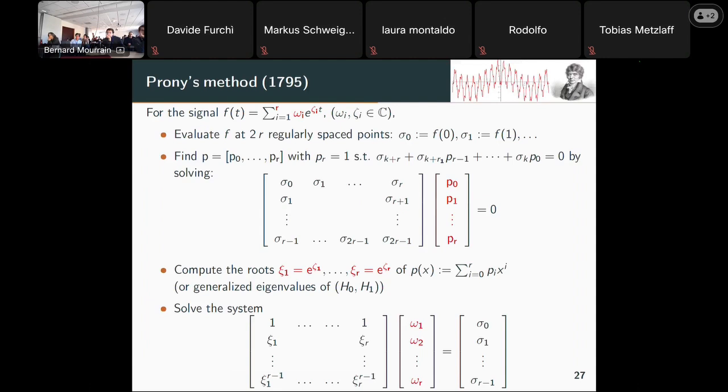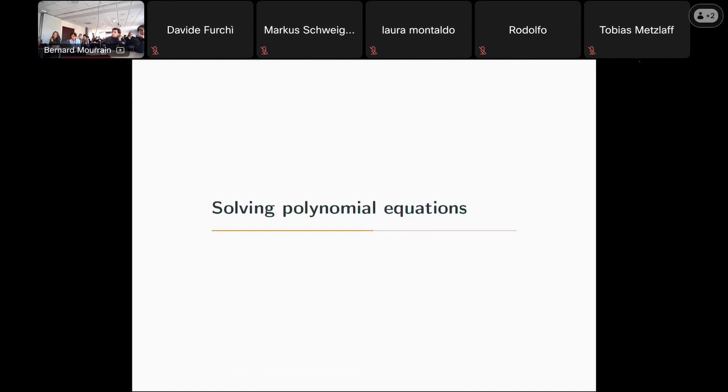So you see, very connected to the Sylvester approach, and in fact, it's essentially the same because it's the same problem. We see here that solving polynomial equations is at the heart of this technique. So I will briefly review the classical techniques for solving polynomial equations.